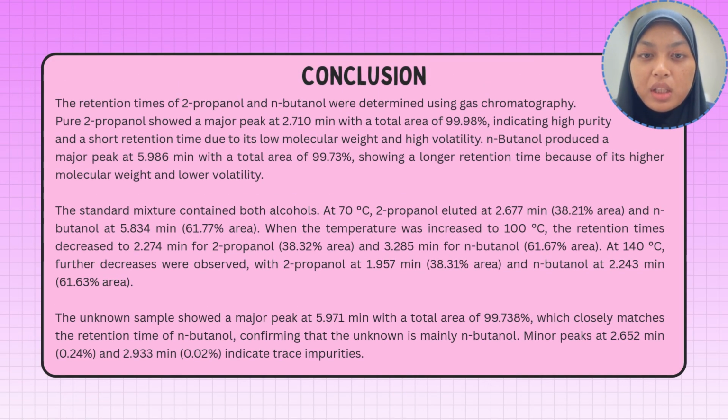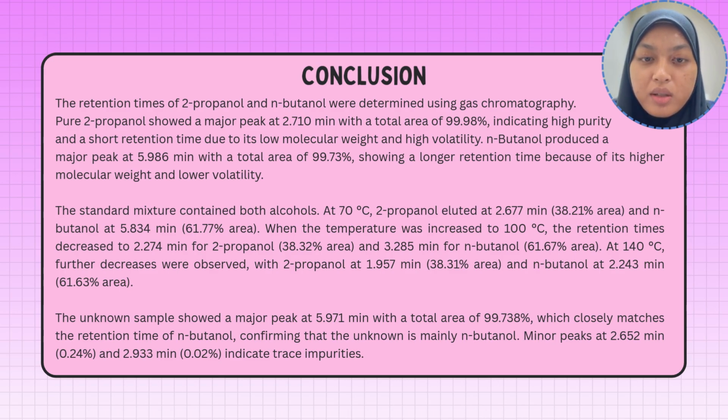In conclusion, the objective of this experiment was successfully achieved, where the retention times of 2-propanol and N-butanol were determined using gas chromatography. Pure 2-propanol showed a major peak at 2.710 minutes with a total area of 99.98%, indicating high purity and a short retention time due to its low molecular weight and high volatility. N-butanol produced a major peak at 5.986 minutes with a total area of 99.73%, showing a longer retention time because of its higher molecular weight and lower volatility.